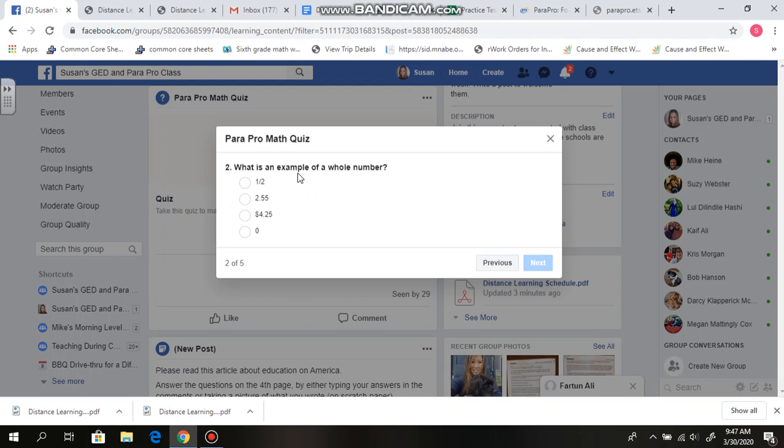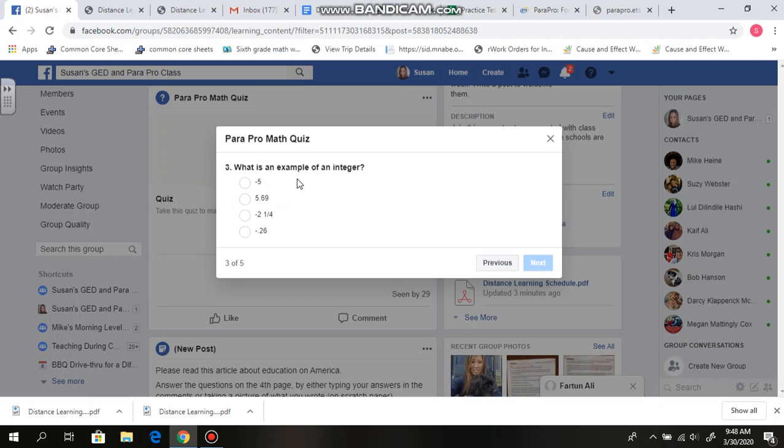Number 2, what is an example of a whole number? So a whole number is a digit that is a complete number. It's not a fraction. It's not a decimal. So we've got 1/2 is a fraction, 2.55 is a decimal, $4.25 is a decimal, 0 is a whole number. It actually is. It is counted as a whole number. So any number 0 or bigger that's not a fraction or a decimal is a whole number.